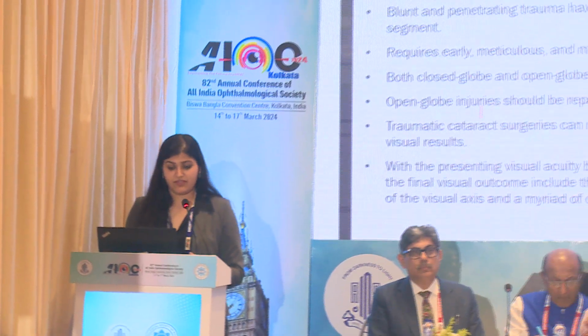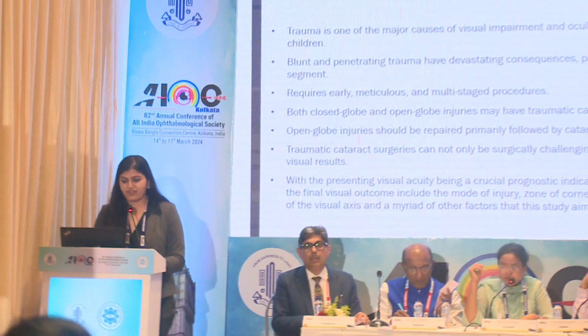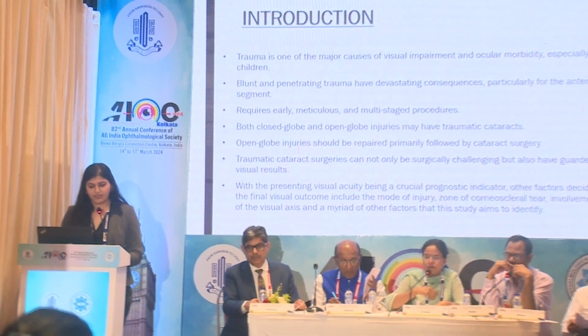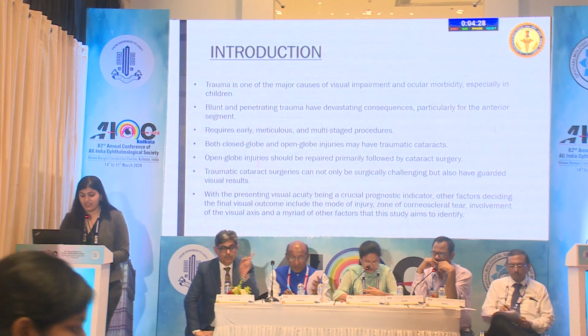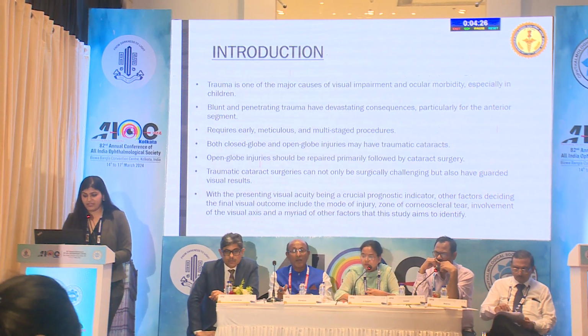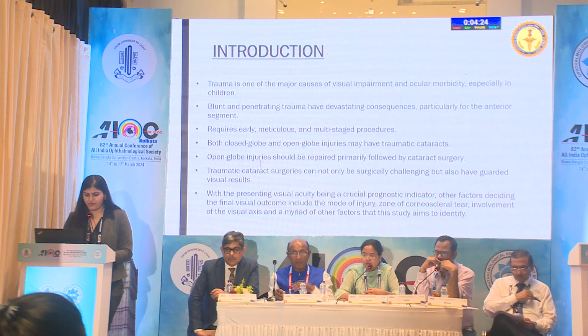Trauma is one of the major causes of visual impairment and ocular morbidity, especially in children. Blunt and penetrating trauma have devastating consequences, particularly for the anterior segment. It requires early, meticulous, and multi-stage procedures. Both closed globe and open globe injuries may have traumatic cataracts. Open globe injury should be repaired primarily, followed by cataract surgery. Traumatic cataract surgeries can not only be surgically challenging but also have a guarded visual result.